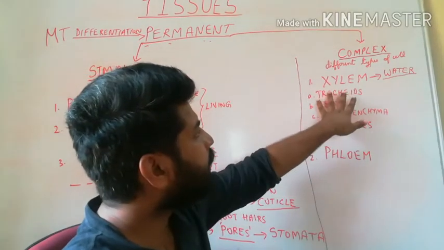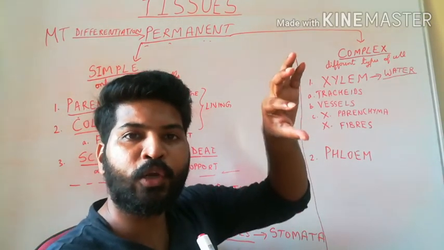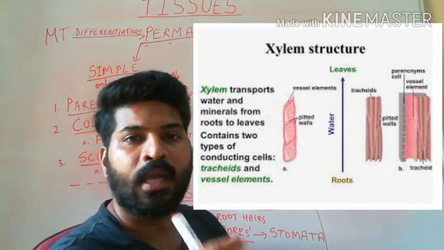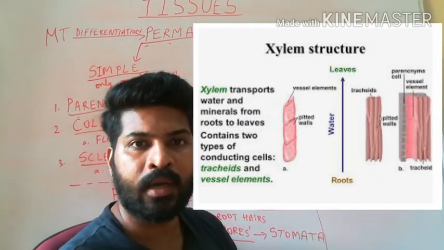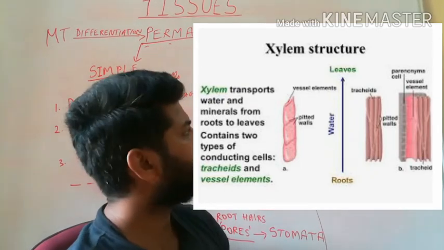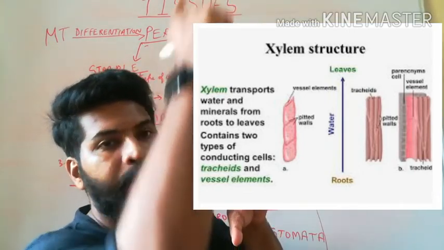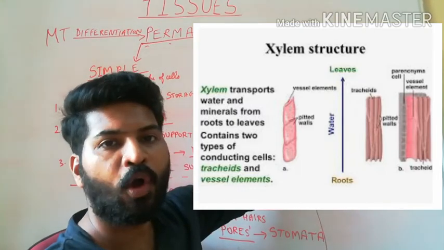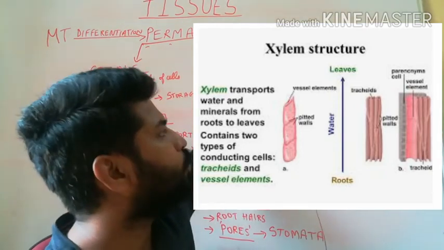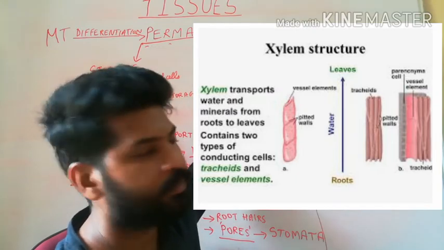The tracheids and vessels are elongated tube-like cells. They have thick cell walls, and the cell walls are perforated, meaning they have pores everywhere. Pits are present. So these tracheids and vessels are one pipe connected to another pipe. The inner components are hollow. So they are tube-like structures, and these two mainly are responsible for transportation of water.